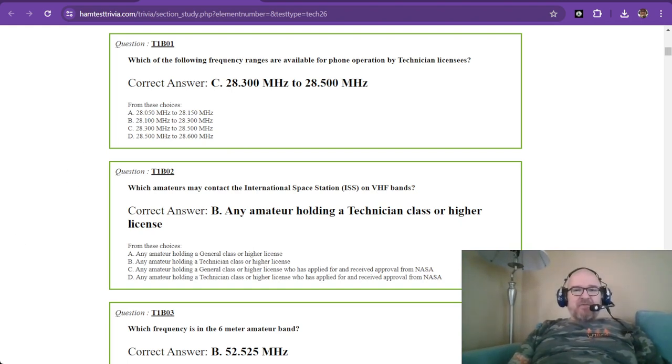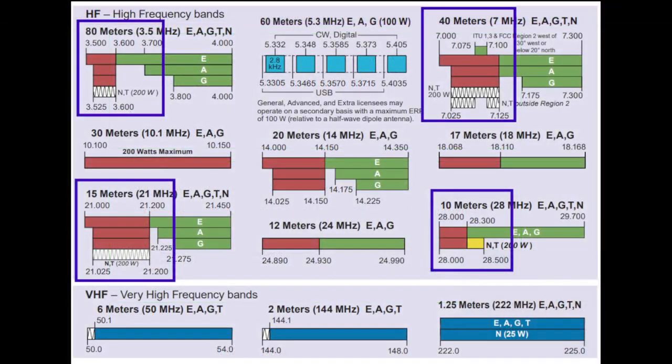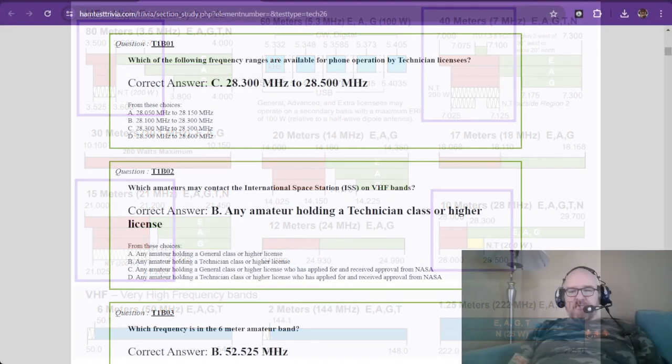And if we go check out the band plan for the technicians, looking over here, you can see the 10 meters. You have actual operation from 28 to 28.5 megahertz. The voice is right there. And then in the red, that is a digital or CW as outlined by the band plan for technicians. So headed back to the exam, we will continue on.